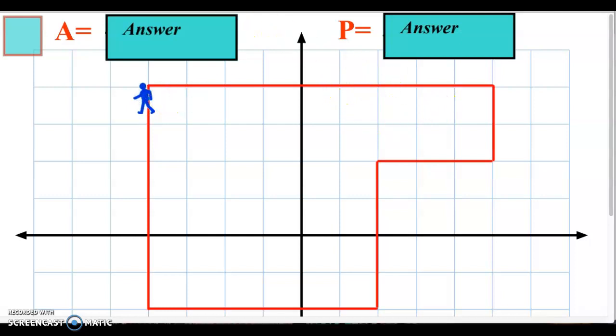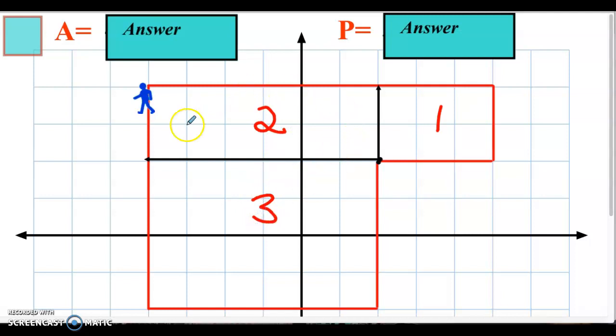For the area, I can choose to separate this figure this way. I can even separate it 3 ways if I wanted to, and I would find the area of this figure, which I will label for you number 1, number 2, and number 3. Or you can make this one just one whole big square if you wanted to. There are so many different ways to do it, and as long as you do it correctly, then that's fine.